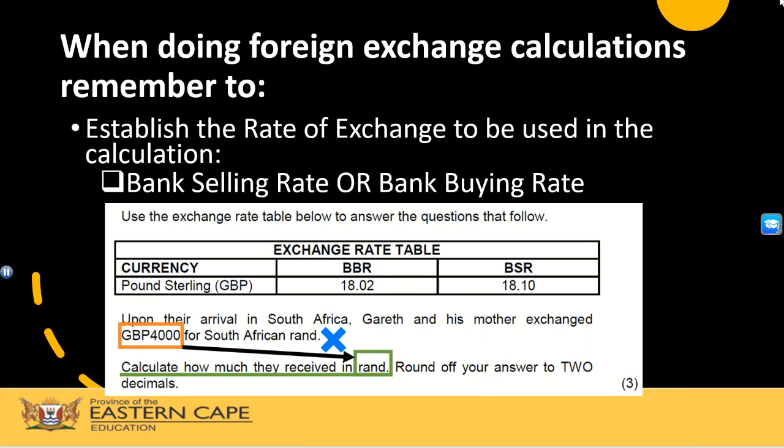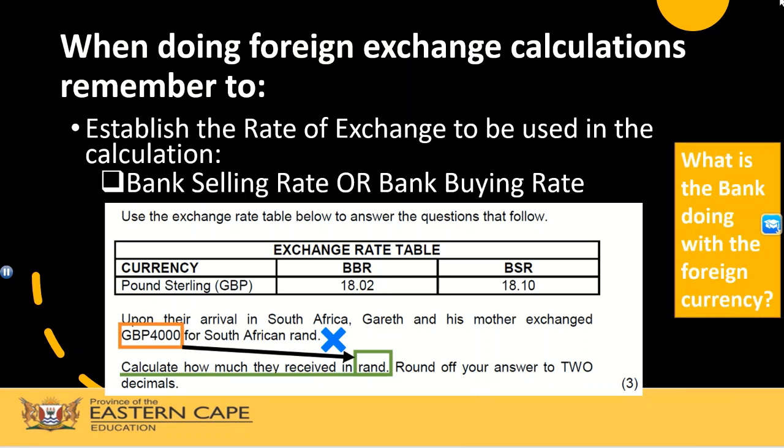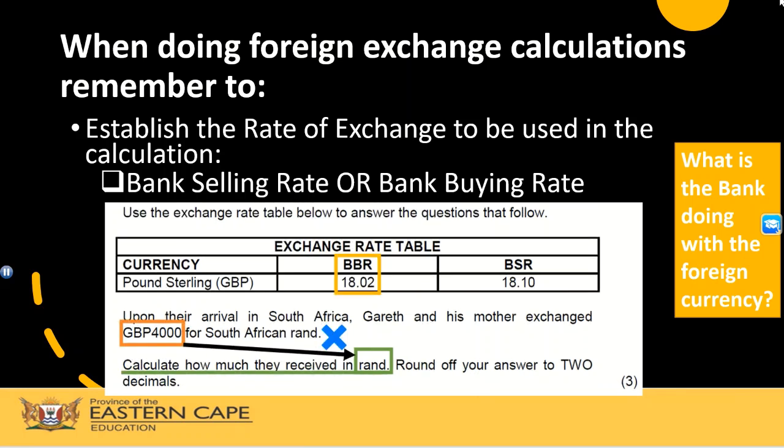Now, what was the question that you had to ask yourself? What is the bank doing with the foreign currency? Just take a look at it up on the screen there. What is the bank doing with the foreign currency in this instance? Gareth and his mother are exchanging Great British Pound for Rand. Which is the foreign currency? The Great British Pound. When they go to the bank, what is the bank going to do with the foreign currency? They will be buying the foreign currency from Gareth and his mother. Therefore, they must use the bank buying rate.